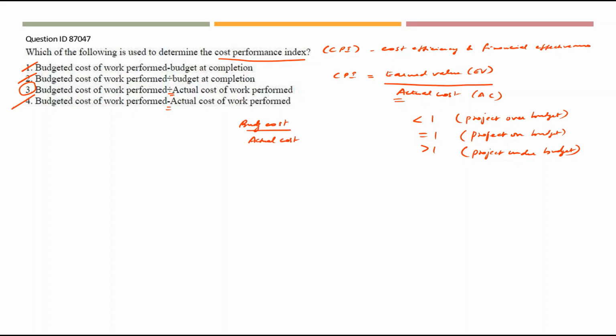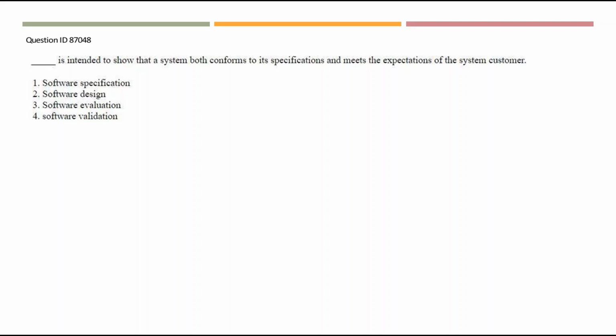Next question. Which is intended to show that a system both conforms to its specifications and meets the expectations of the system customer. What is software specification? It is the specification of requirements. SRS document usually lists that. The software requirement specification document usually carries that.